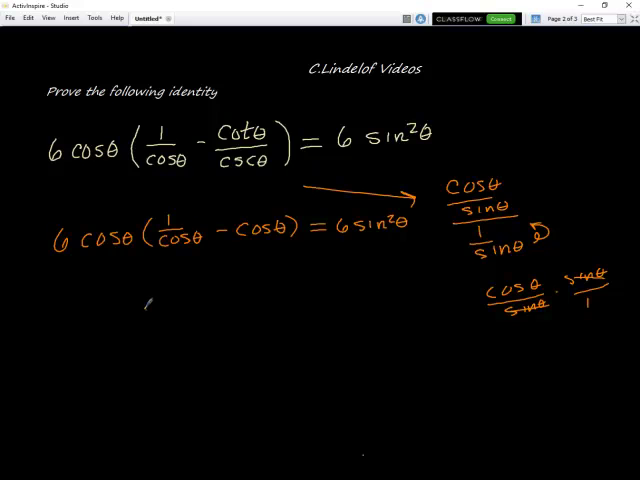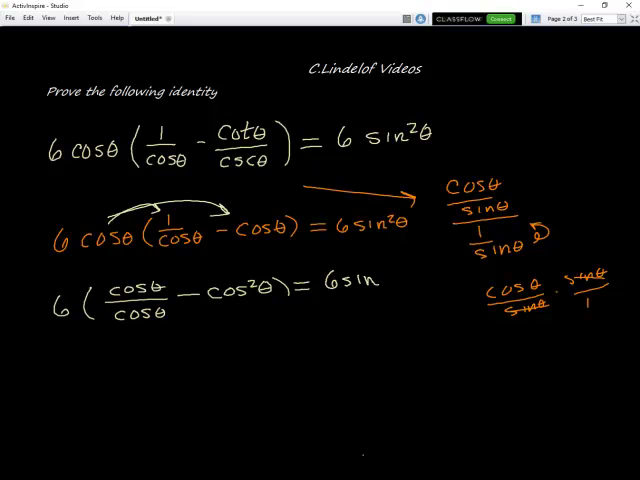So I'm going to leave the 6 out. I'm not going to distribute this in because it'll just confuse me. I'm going to leave the 6 out, but I'm going to distribute this cosine through here. And here gives me, look at this, cosine theta over cosine theta minus cosine theta times cosine theta is cosine squared theta is equal to 6 sine squared theta, right?